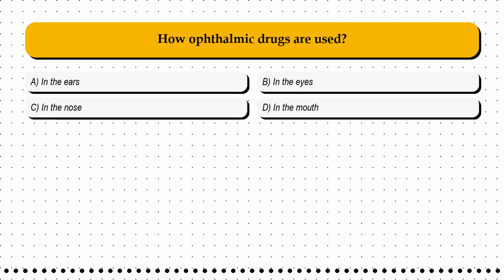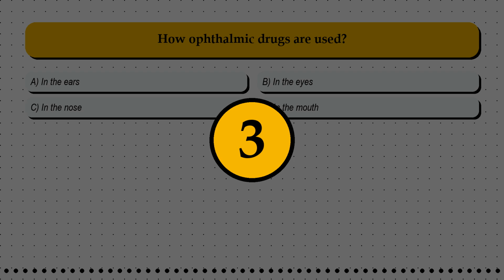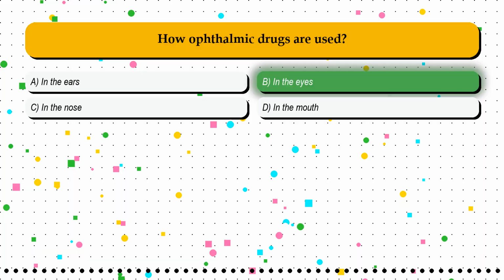Question 183. How are ophthalmic drugs used? Option A, in the ears. Option B, in the eyes. Option C, in the nose. Option D, in the mouth. The correct answer is option B, in the eyes.